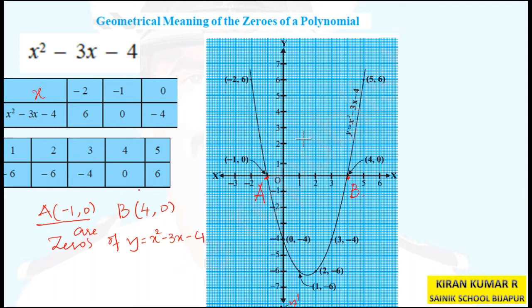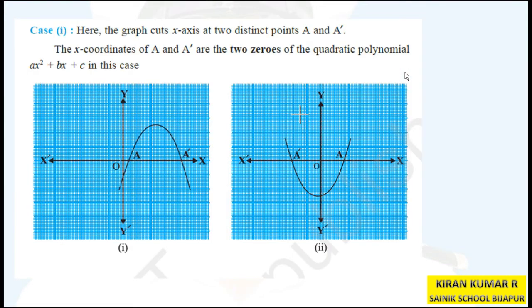Since the graph of the equation x² - 3x - 4 cuts the x-axis at 2 distinct points, there will be 2 zeros of the polynomial. In the previous discussion we had that either there will be 2 zeros or there will be no zeros, because no real number will exist. Look at this. There will always be three different cases.